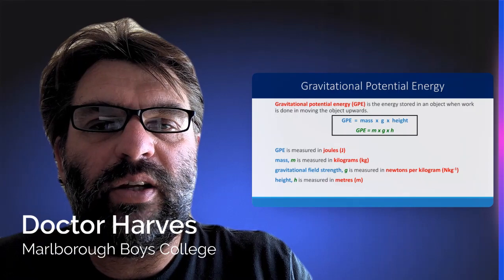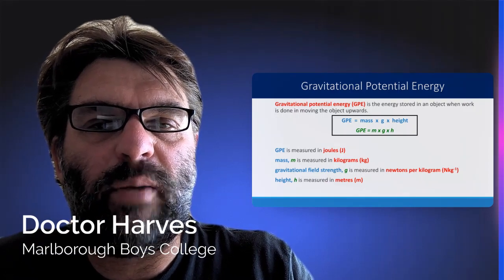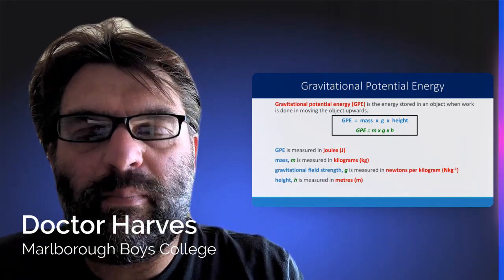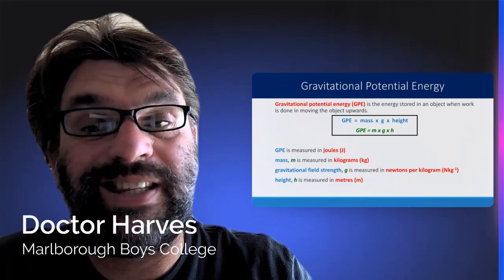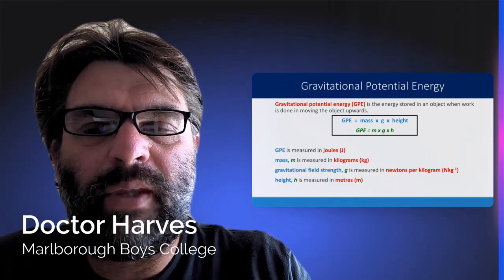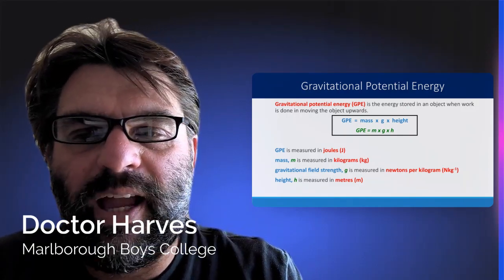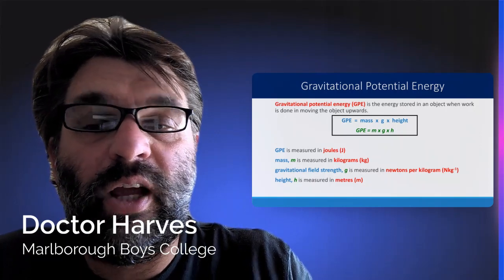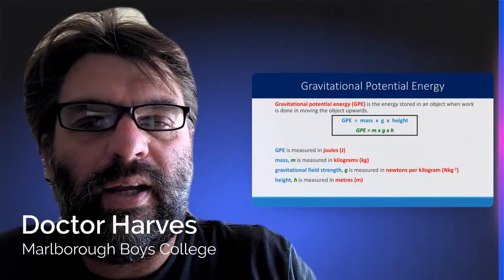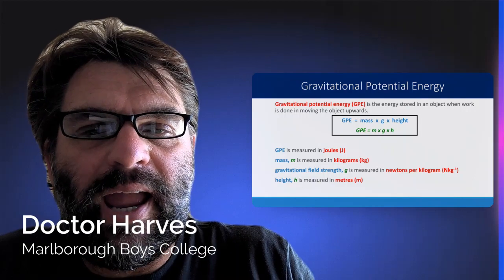Okay, so GPE equals m times g times h, where because gravitational potential energy is an energy, it is measured in joules, mass is in kilograms. As discussed, the gravitational field strength, which differs depending what planet you're on, is in newtons per kilogram, and height is measured in meters.